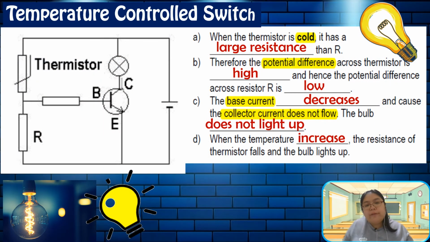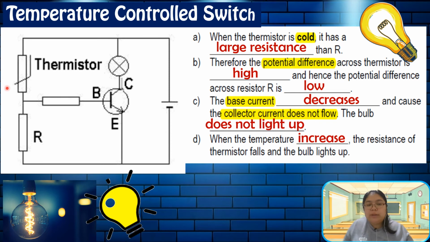Okay, another function for the transistor is as a temperature control switch. For a temperature control switch, I cannot use an LDR because the LDR is just for light. Now we need to use the thermistor. The thermistor detects temperature. Before that, you need to know the resistance characteristic of the thermistor. At high temperature, it has low resistance. When the temperature is low, it has a large resistance.